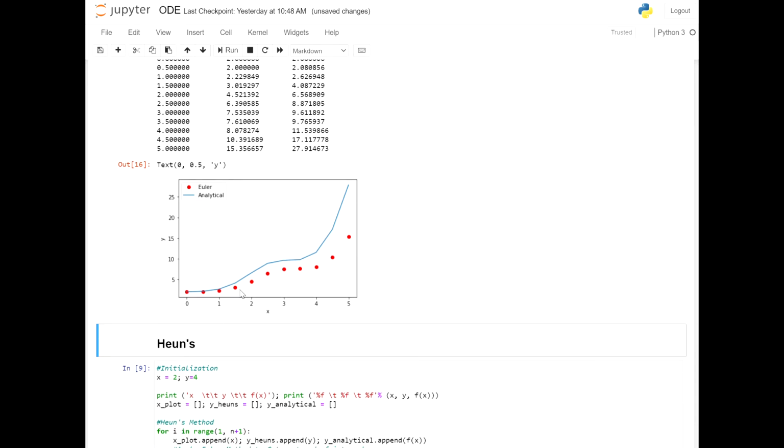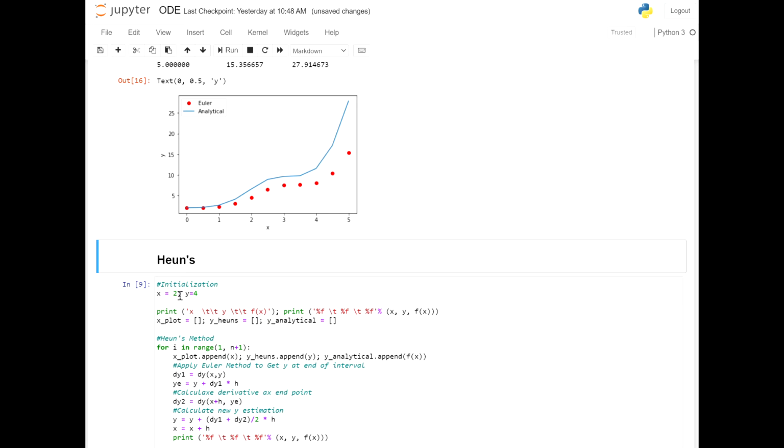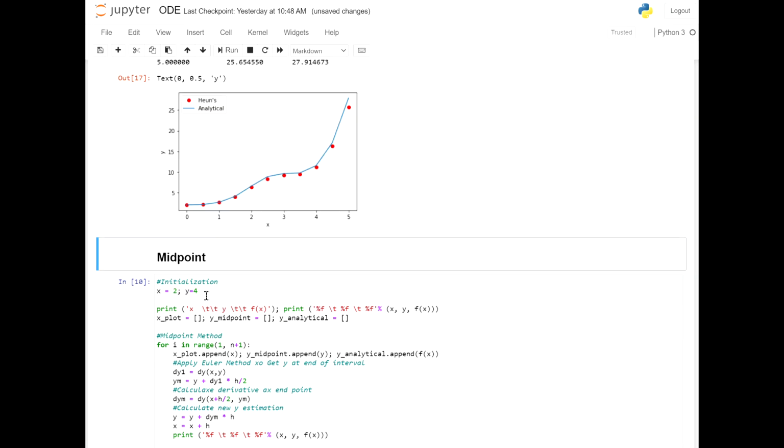And in this example, you can see the limitation of linear extrapolation. Here there wasn't a lot of curvature, so the approximation was good, but as the curvature increased, especially here, you can see we incurred a lot of error. So let's see the Heun, which should be a really good improvement on this, and the midpoint as well.